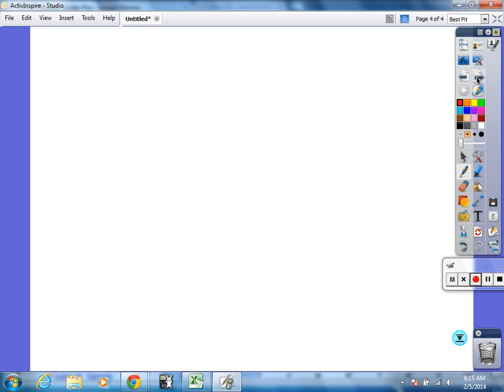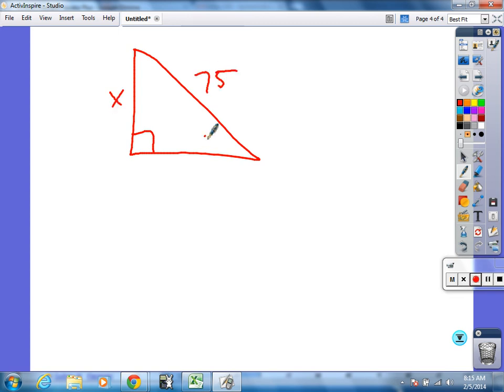So, let's go ahead and solve for x in this situation. Now I'm going to have x, and this side being 75, and this angle being 32 degrees. This is where our calculator is nice and dandy, instead of looking at the chart.